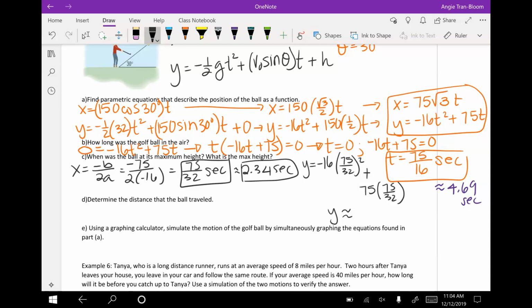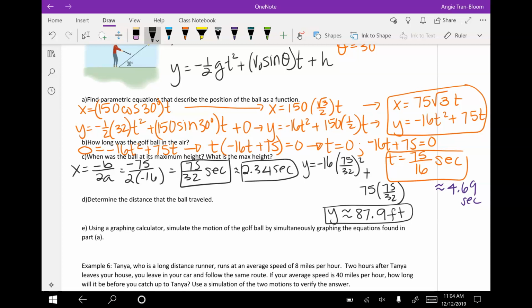Okay. What did your team all get? For which part? The y. Oh, I got like 263. Yeah, 263.6. Did you add it to the 75 times 75 over 32? Emma has 87.9. Someone can confirm. 87.9? And then what is the measurement? Feet? Okay. So the ball achieved a maximum height of about 87.9 feet at about 2.34 seconds.